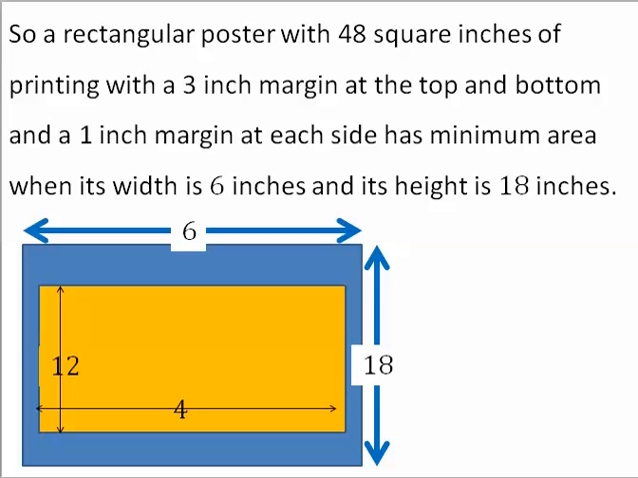A rectangular poster with 48 square inches of printing with a 3-inch margin at the top and bottom and a 1-inch margin at each side has a minimum area when its width is 6 inches and its height is 18 inches. You can see that the original poster I drew is not proportioned correctly. And that's helpful because it tells me that I was not swayed by my own picture. So 6 by 18 will do it, and you have a great day.